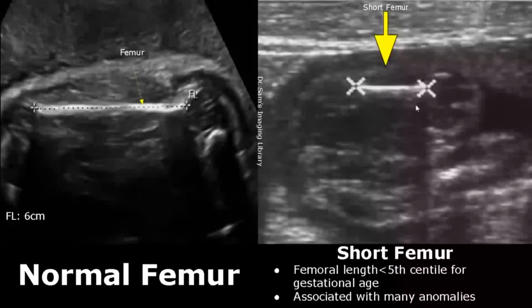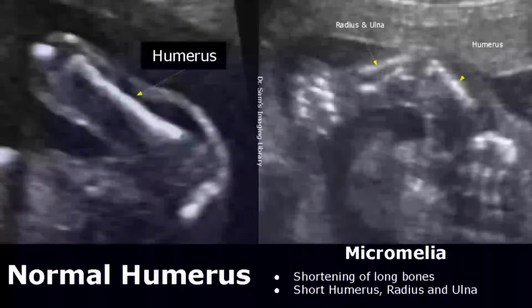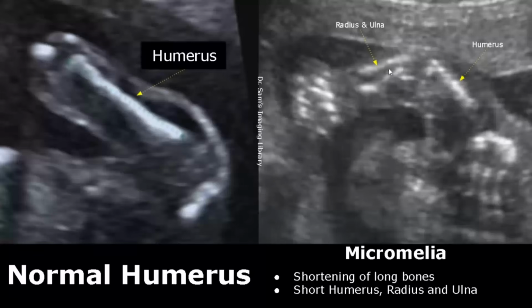A short femoral length is associated with many types of anomalies such as growth restriction and skeletal dysplasias. The femoral length will be shorter than expected for gestational age. Micromelia is a term that refers to shortening of long bones which are present in the limbs. In the normal image, we can see a normal, well-developed humerus, whereas in this image, we see a small humerus as well as small radius and ulna.